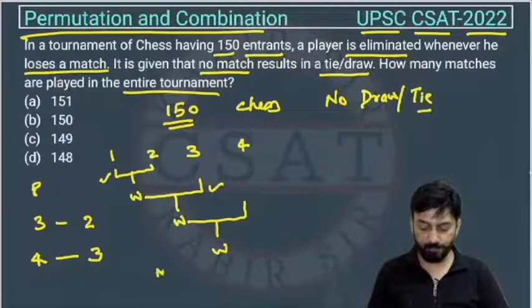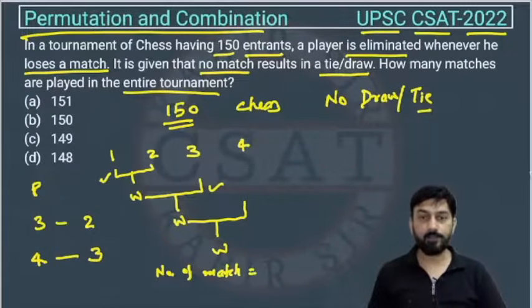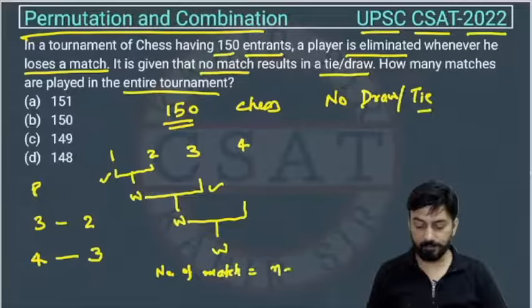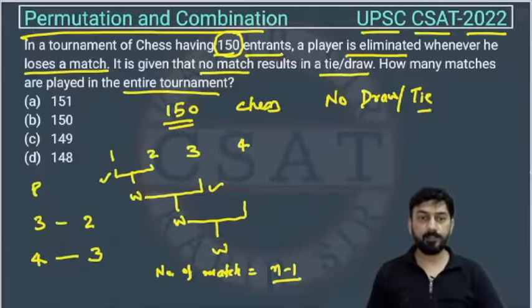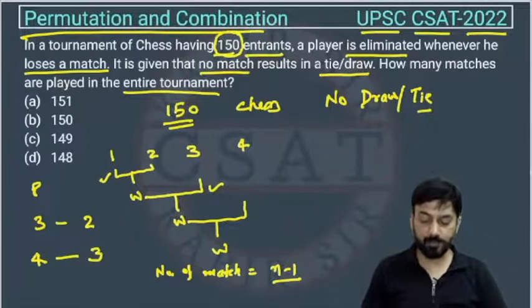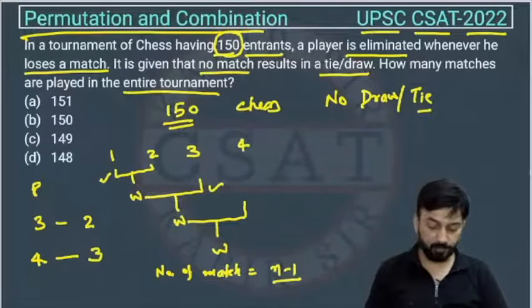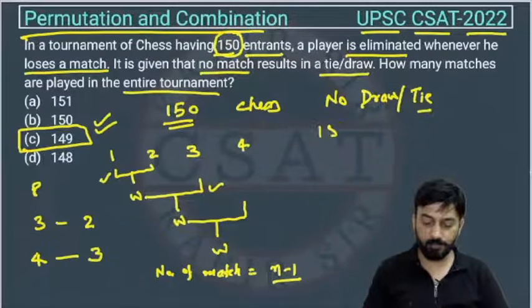So the number of matches will be how much? Suppose there are n players, so the number of matches will be n minus 1, right? So in the given question, there are 150 entrants. So the matches will be how many? 150 minus 1, so 141. So the answer is option C, right? So 150 minus 1 will be 149.